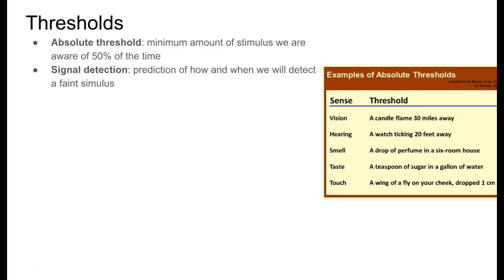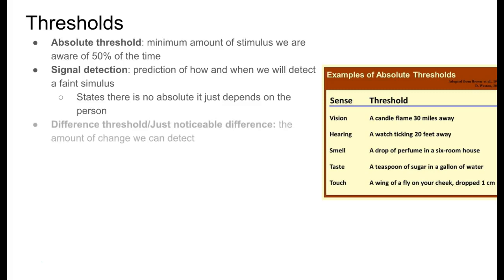Signal detection is going to explain to us, or predict, I guess I should say, how and when we may detect a faint stimulus. This is kind of going against absolute. It's saying there really isn't an absolute. It just kind of depends on the person, whether or not you notice something. It also kind of depends on what else is going on. Maybe you're distracted.